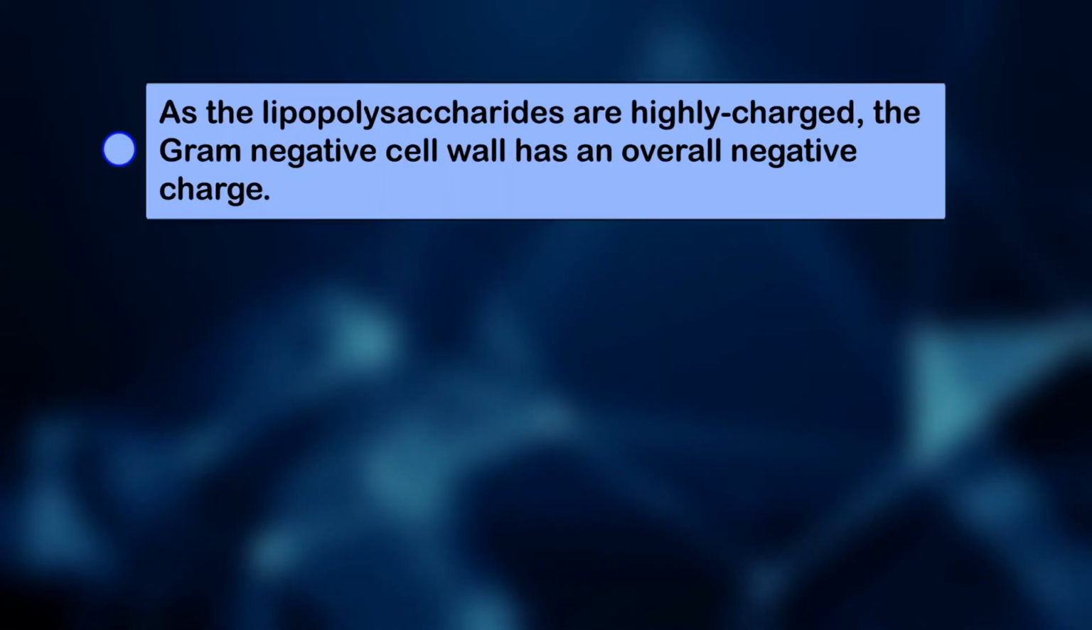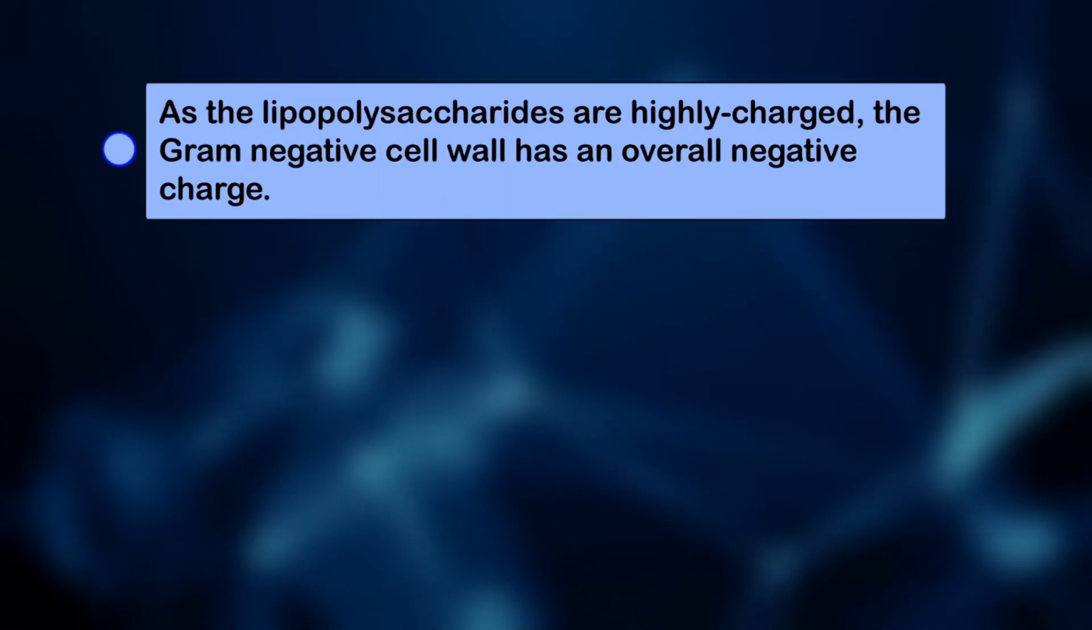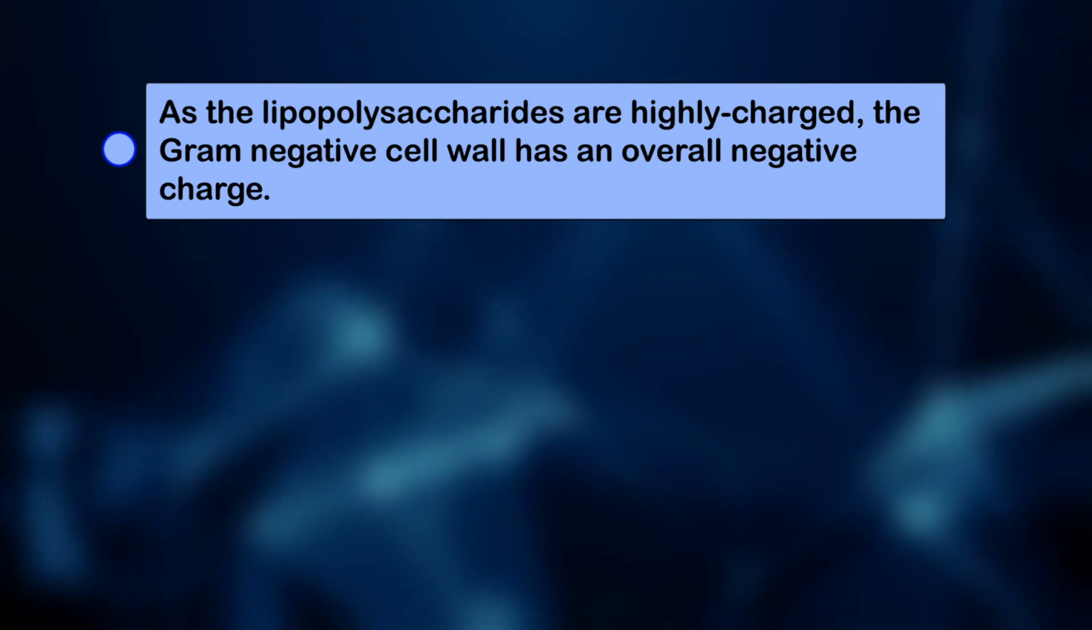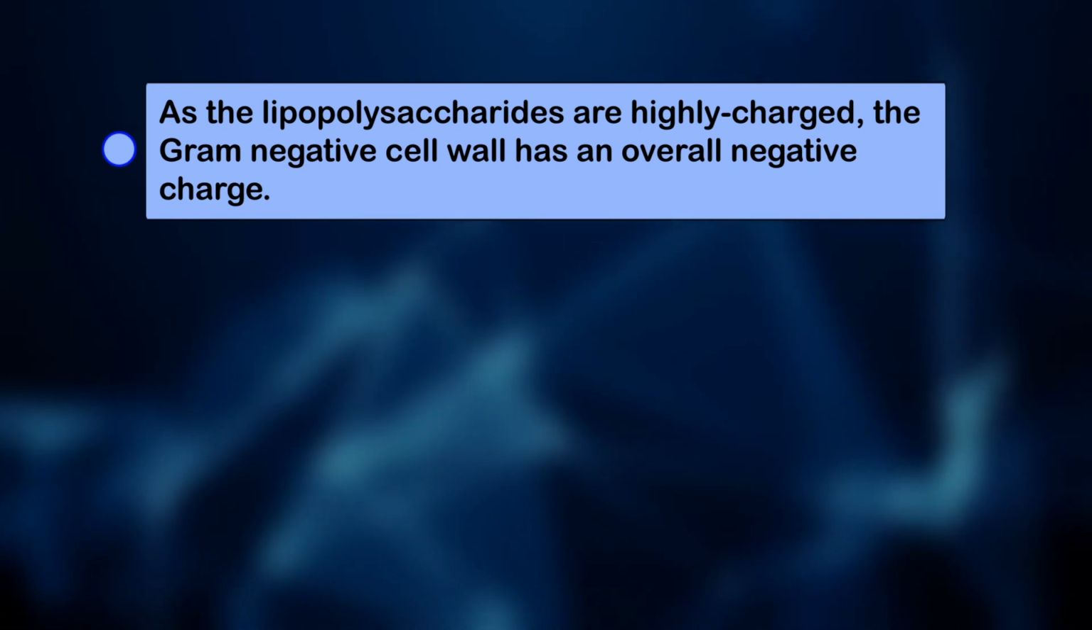The periplasmic space is in between the cell membrane and the cell wall. The peptidoglycan layer is the outer layer. It is preceded by the porins. The protein channels are there, and its outer surface is covered with lipopolysaccharides, which have antigenic and toxic properties. As the lipopolysaccharide is a highly charged particle, the Gram negative cell wall has an overall negative charge.